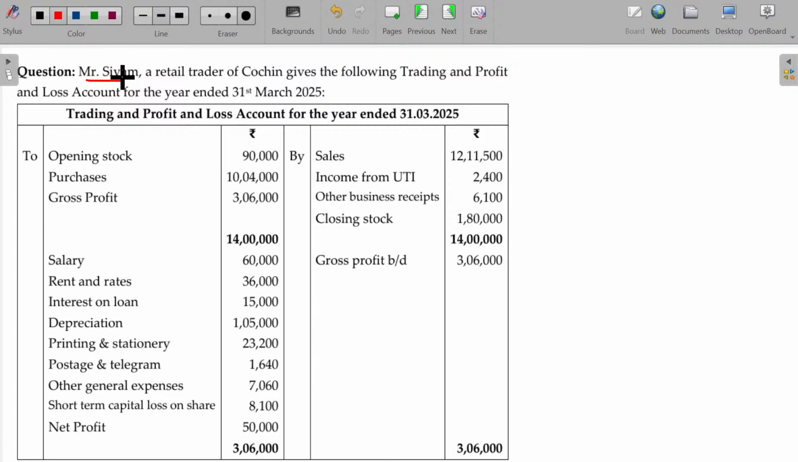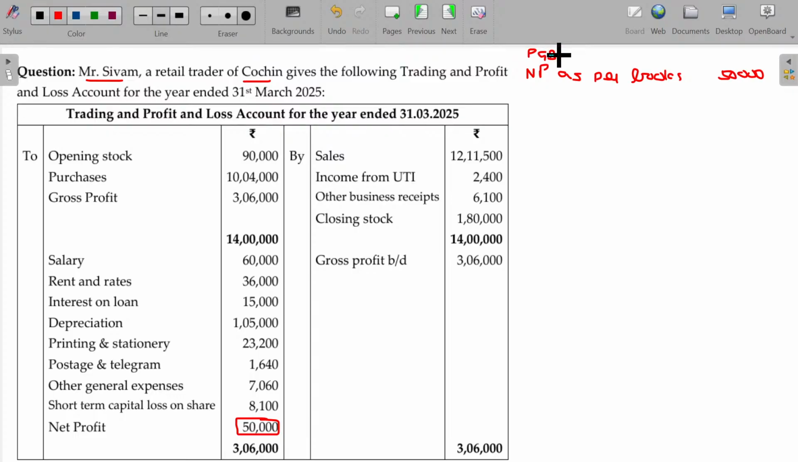Mr. Sivam, a retail trader of Cochin, gives the following trading and profit and loss account. So we have been given net profit here. We start with net profit as per the books, 50,000 rupees.